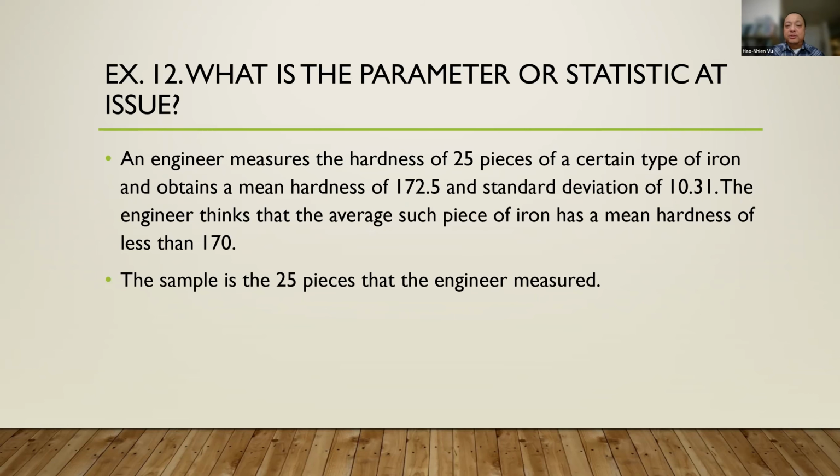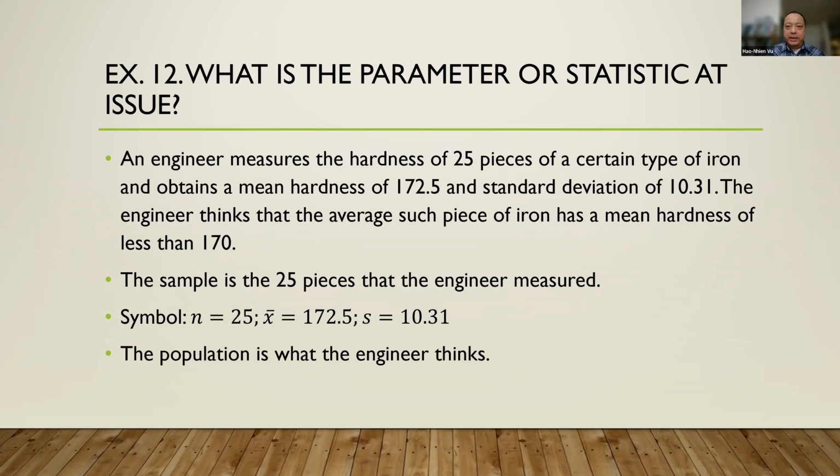The 25 pieces that the engineer measured, that makes it the engineer's sample. Put all of that in with sample symbols. Lowercase n equals 25, x bar is 172.5, and s is 10.31. The speculation by the engineer that the average piece has a mean hardness of less than 170, that's about the population. So that information is written with population symbol, mu less than 170.